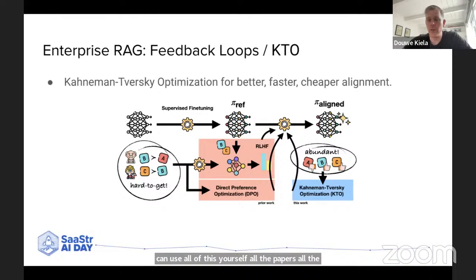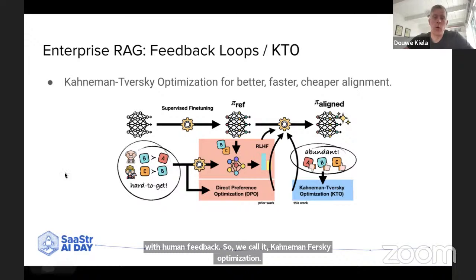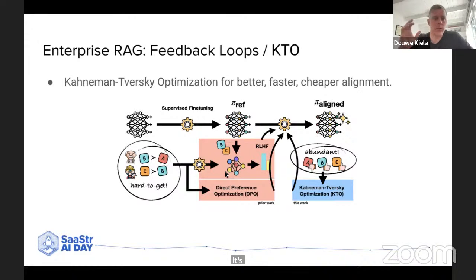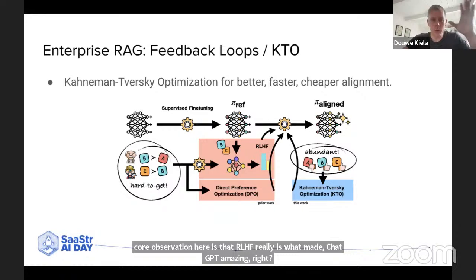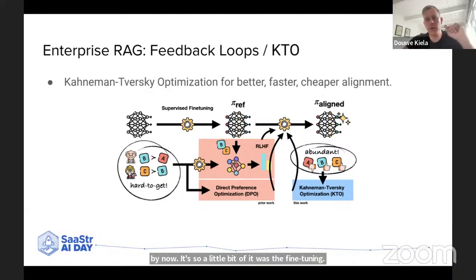And I think this work really is a very exciting way to deal with human feedback. We call it Kahneman-Tversky optimization. It's for better, faster, cheaper alignment. And the core observation here is that RLHF really is what made ChatGPT amazing, right? I think this is something that a lot of people know by now. A little bit of it was the fine tuning, a lot of it was the pre-training, but the final piece of secret sauce was really the RLHF and the alignment that they got from that.